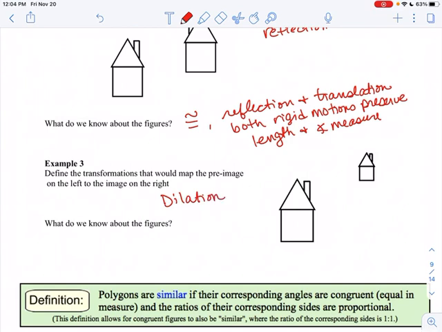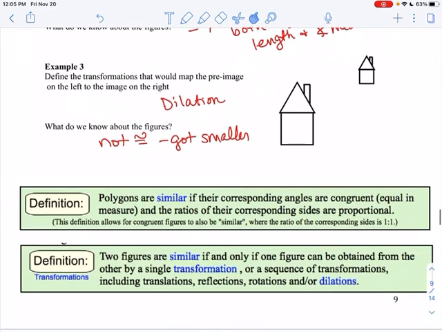What do I know about these figures? They're not congruent. They're not the same length. One of them got smaller. We say they are similar to each other. So polygons are similar if their corresponding angles are congruent. That means they're the same, they're equal, and their sides are in proportion. That's what it means to be similar.